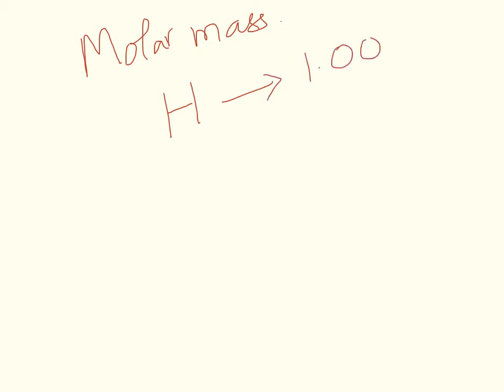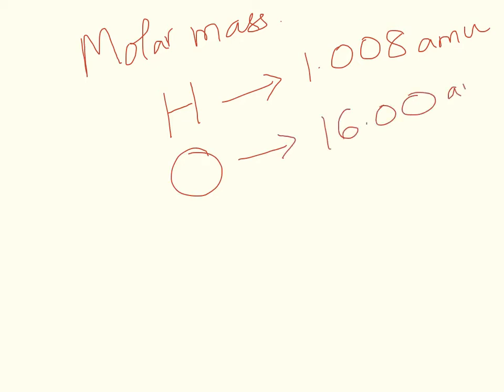The second concept that we wanted to talk about is the molar mass or molecular weight or formula weight. According to the periodic table, the atomic mass of hydrogen is 1.008 AMU, and oxygen is 16.00 AMU.